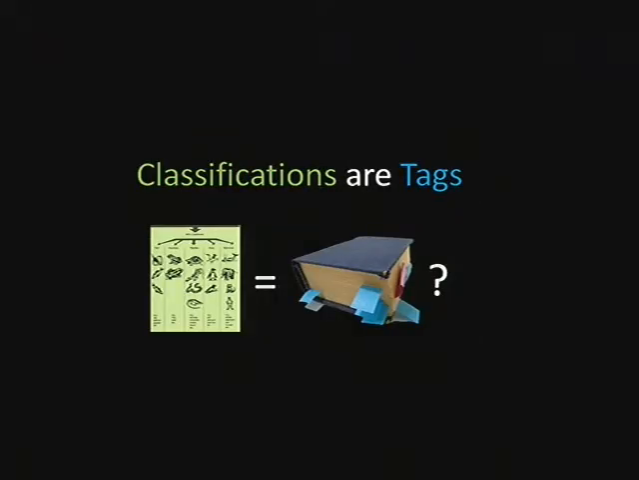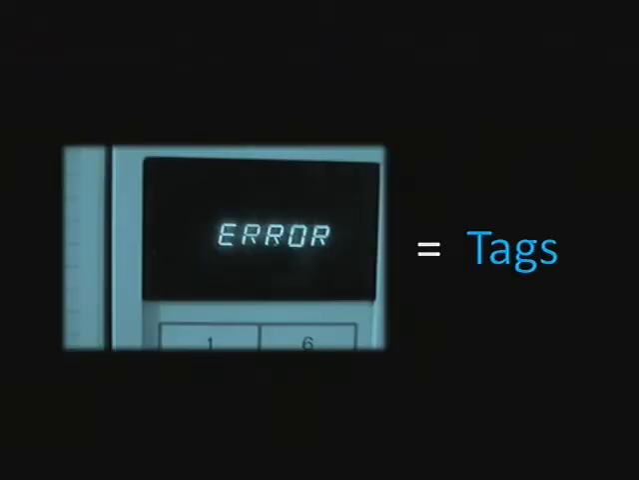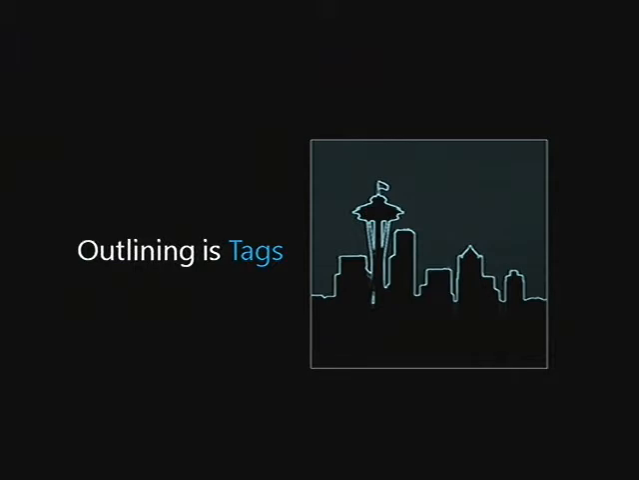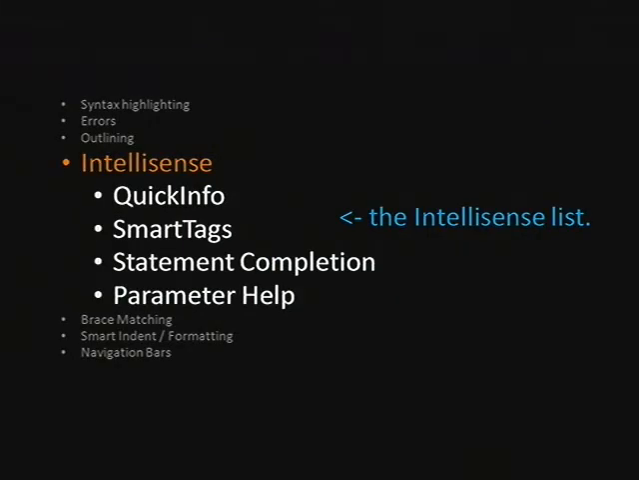So we learned that classifications are themselves tags, and we were able to write a tagger for that. We learned that errors are tags. We learned that outlining is tags, right? And so you can do all of these things using this nice, simple mechanism.